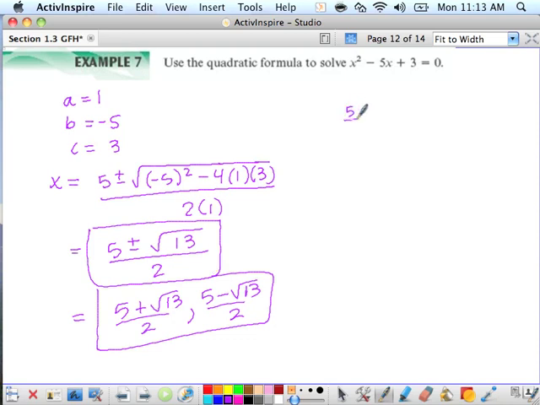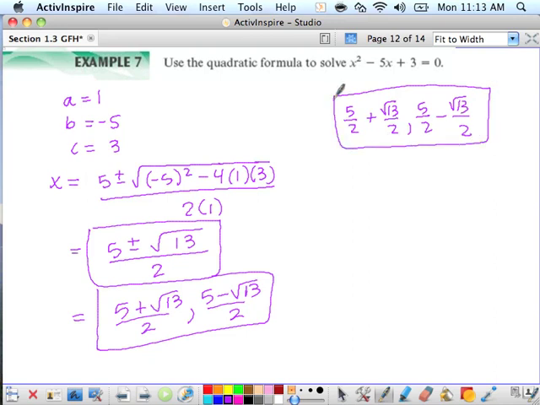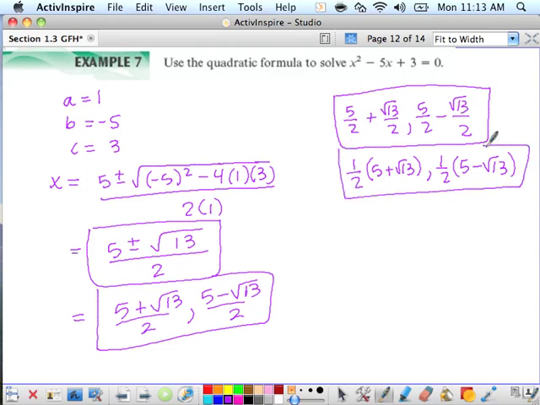Another way to type it in is 5 halves plus the square root of 13 over 2, and 5 halves minus the square root of 13 over 2. And then the final way you could type this in would be to factor what out to the front? 1/2. And then you could type 1/2 multiplied by 5 plus the square root of 13, comma, 1/2 multiplied by 5 minus the square root of 13. I'm desperately hoping that is not what WebAssign wants, but it probably is since it's the one we like the least. We'll know tomorrow.